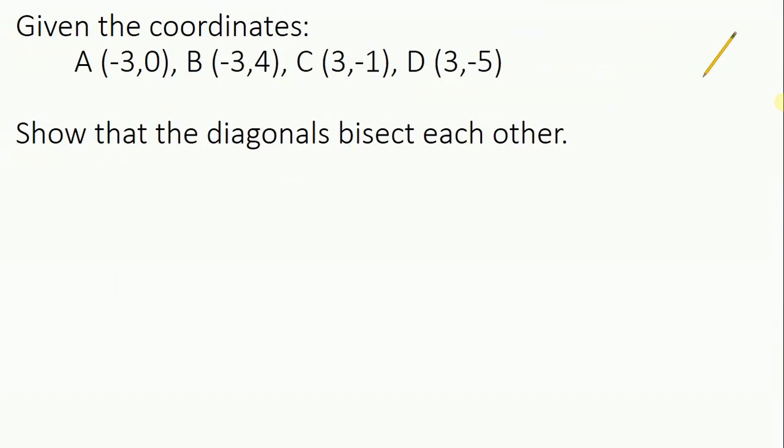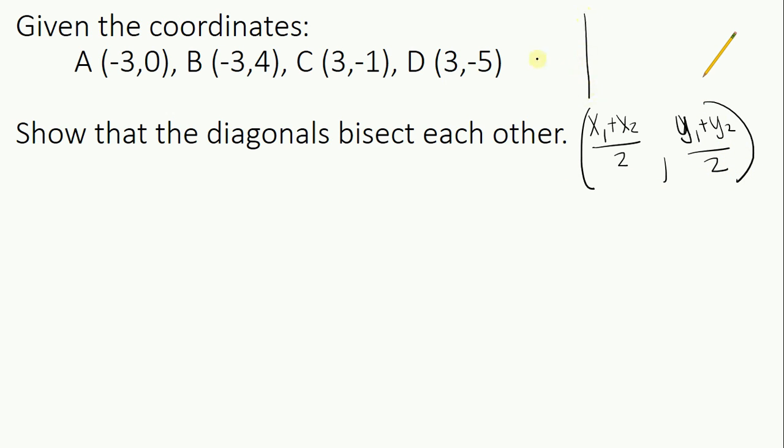And the last one, what we need to check for this one, show the diagonals bisect each other. What you're going to be doing is the midpoint formula. So if you remember that one, that was x1 plus x2 divided by 2. That was the x coordinate. And then the y1 plus y2 divided by 2 was your y coordinate.